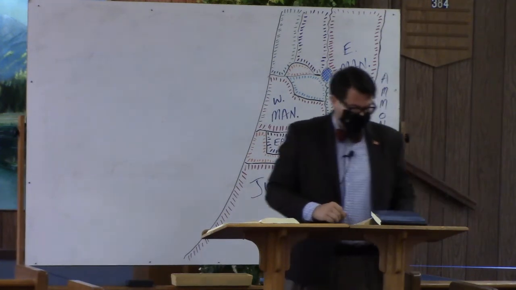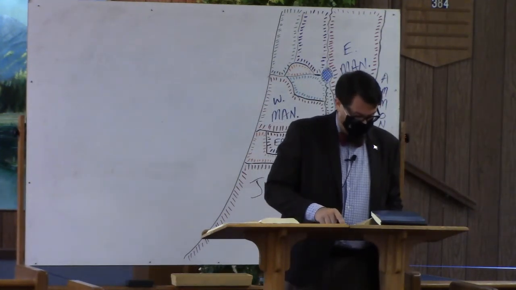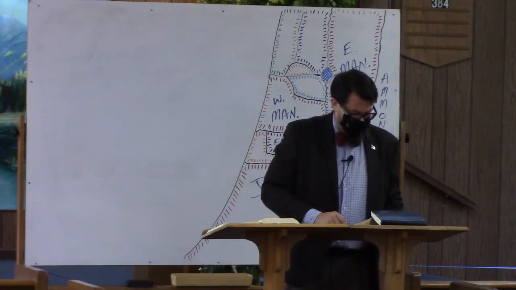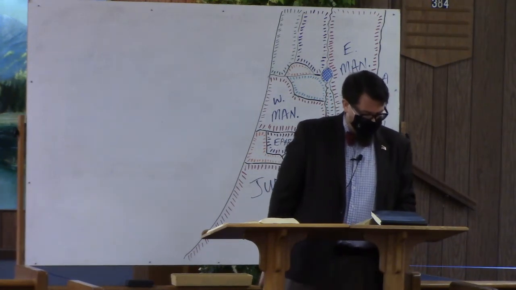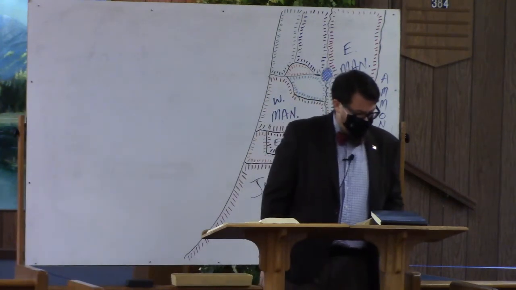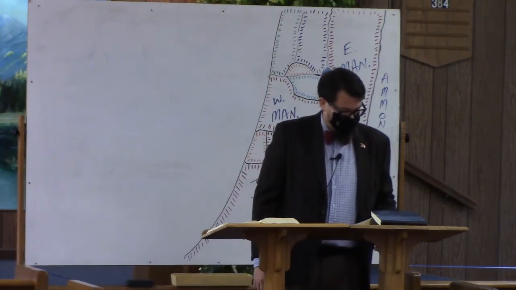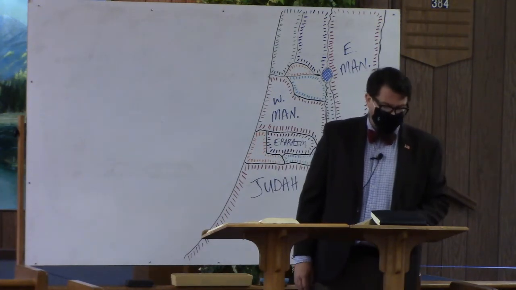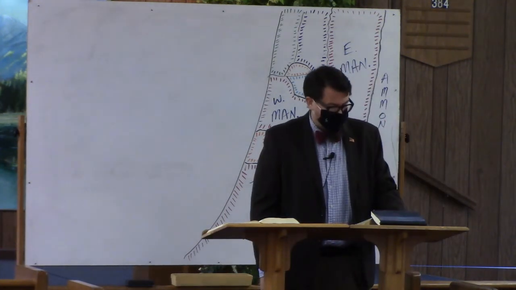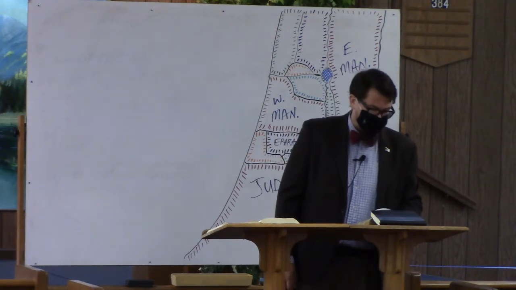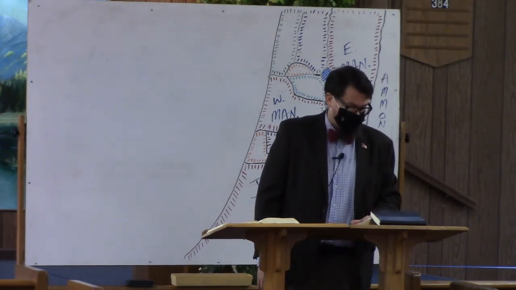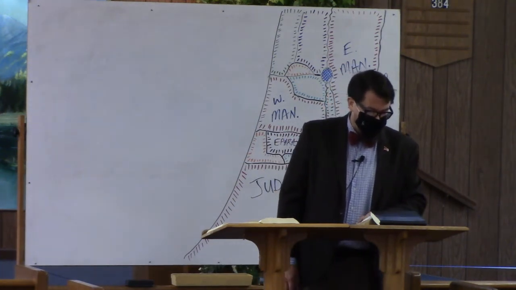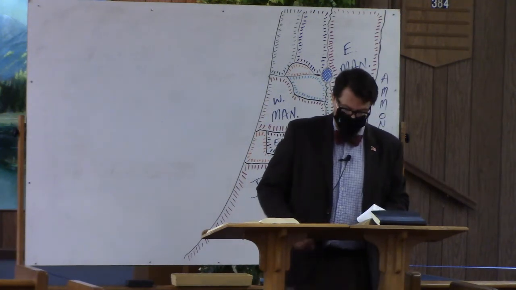Then allotment was made to the people of Manasseh, for he was the firstborn of Joseph. To Machir, the firstborn of Manasseh, the father of Gilead, were allotted Gilead and Bashan, because he was a man of war. And allotments were made to the rest of the people of Manasseh by their clans: Abiezer, Helek, Azriel, Shechem, Hepher, and Shemida. These were the male descendants of Manasseh, the son of Joseph, by their clans.